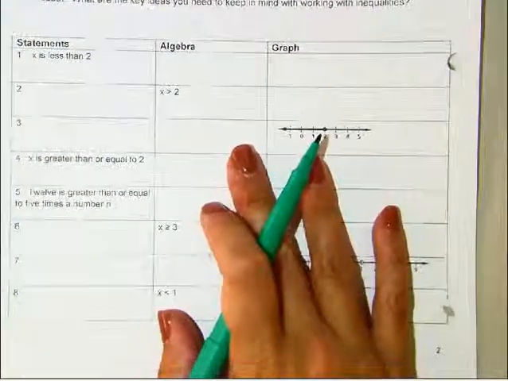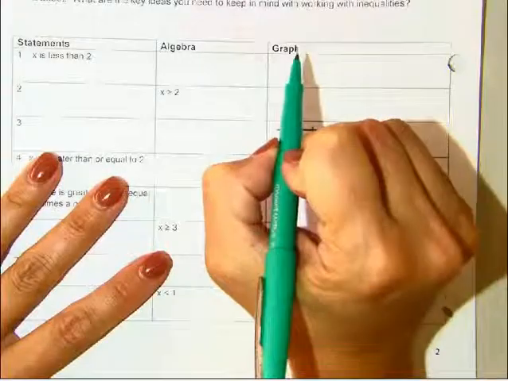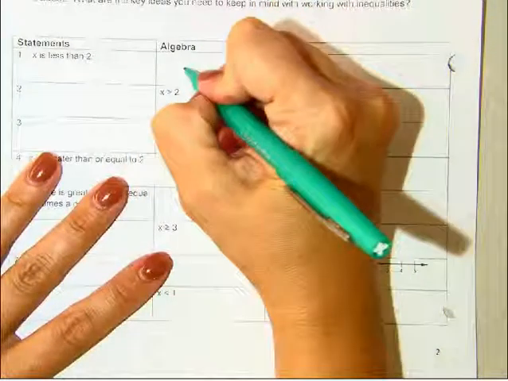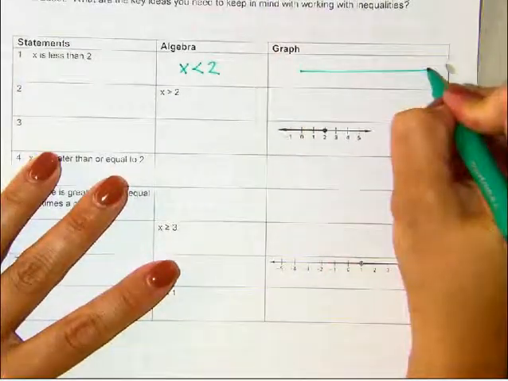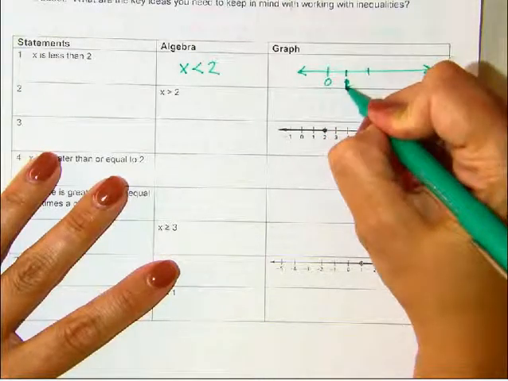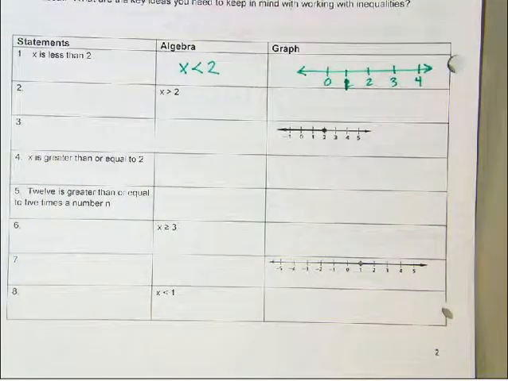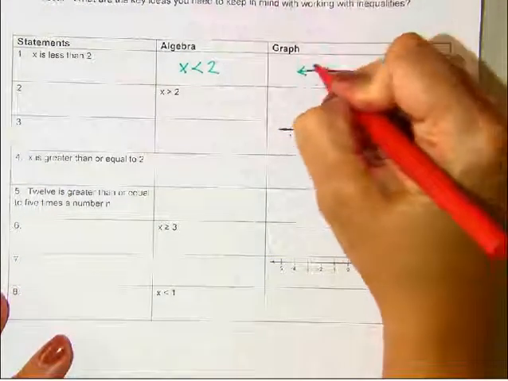All right, so if we go to the statements here, it gives me a statement. I need to write it algebraically and then graph it. So it says x is less than 2. So if I write that algebraically, x is less than 2. If I were to graph it, oh, that's supposed to be a 1, 2, 3, 4. So it has an open circle at 2 because it does not equal it, and it's less than, so it goes that direction.